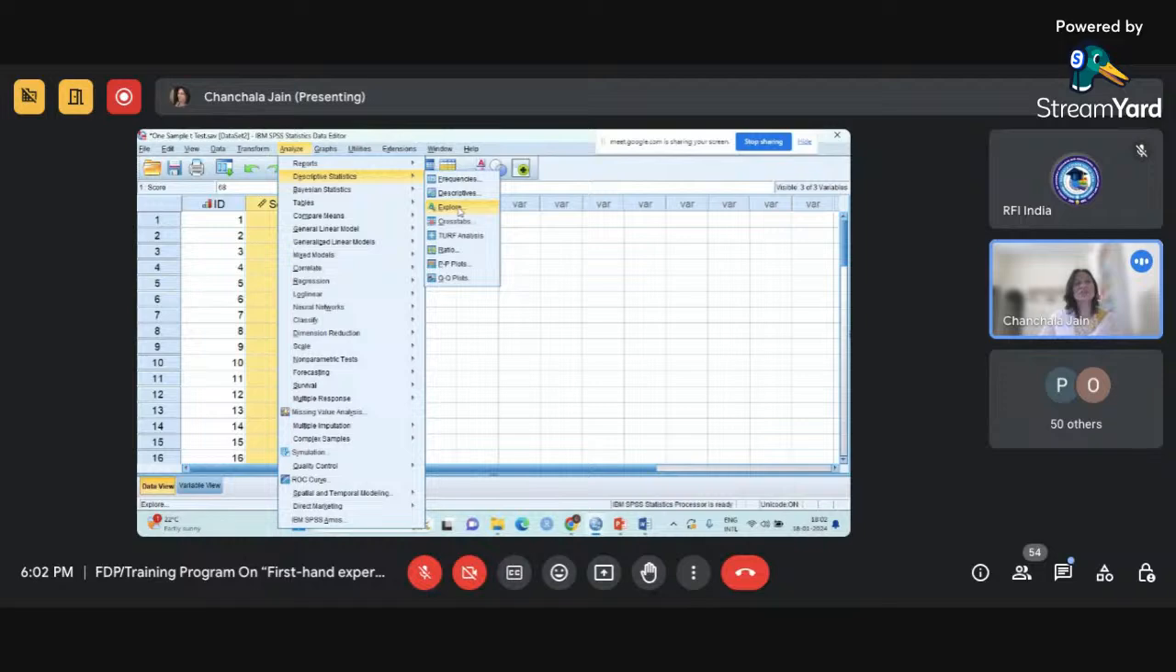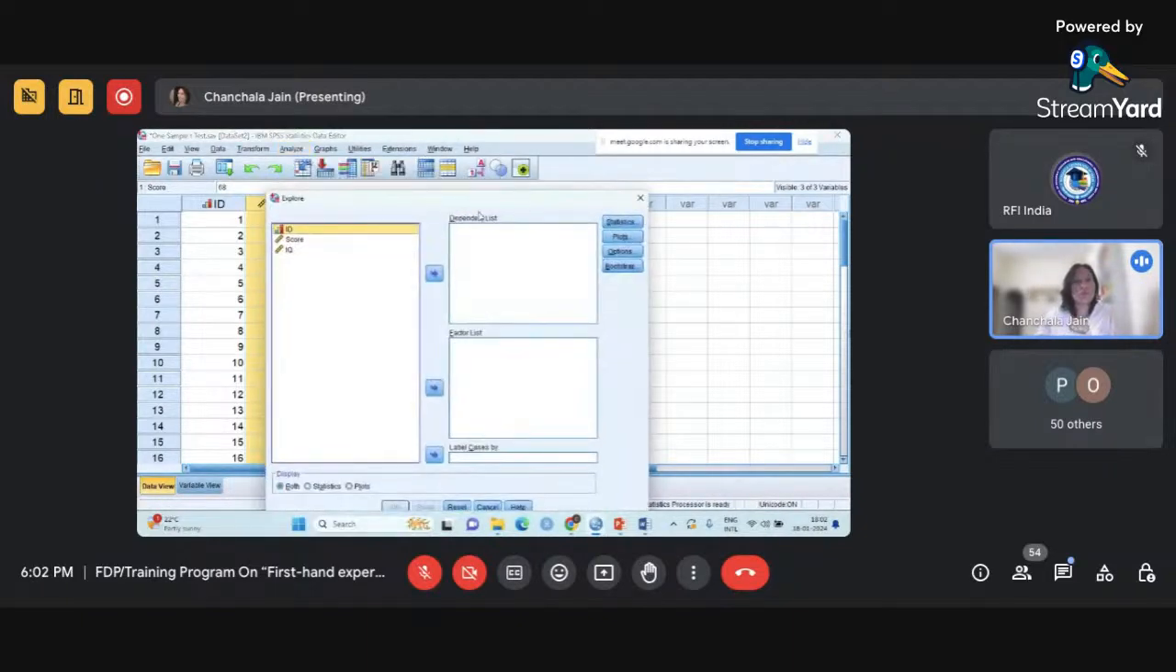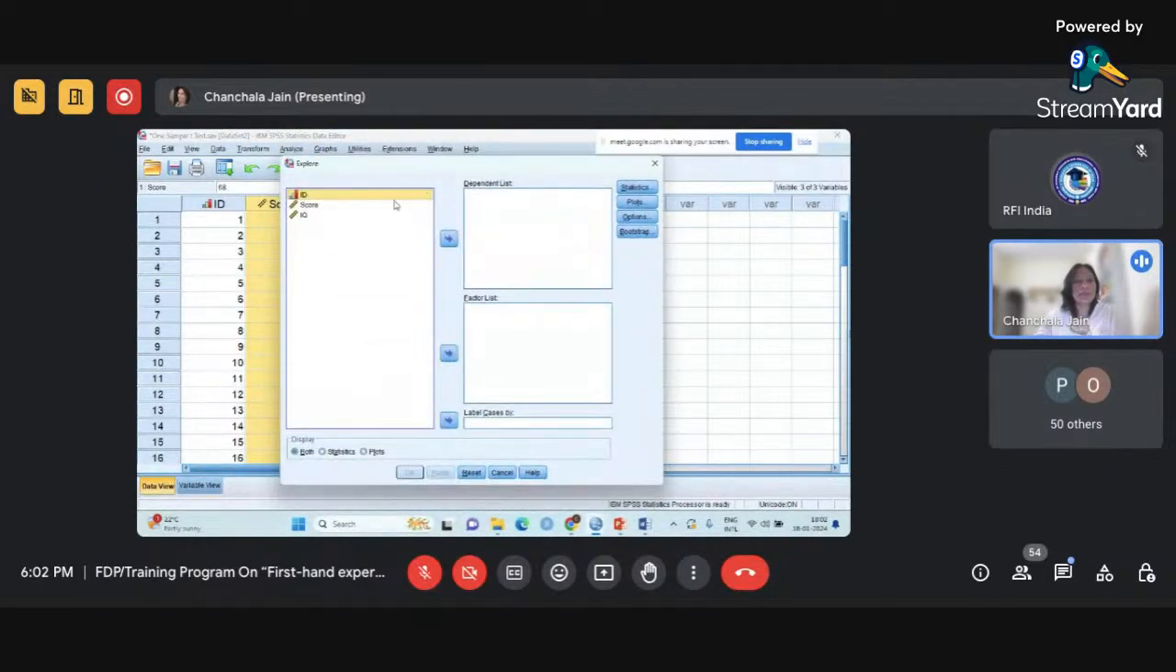Very good. So we are going to the Analyze menu. We are selecting Descriptive Statistics, and we are selecting Explore. Is it fine? May I select this Explore here? Yes, ma'am. So we are opening Explore. Here you can see Score is listed at the left-hand side. You need to select it and transfer it to the Dependent List box like this.